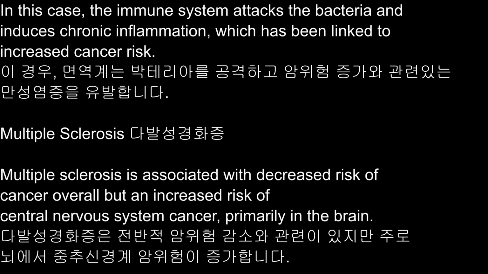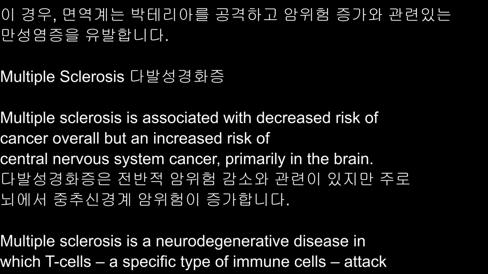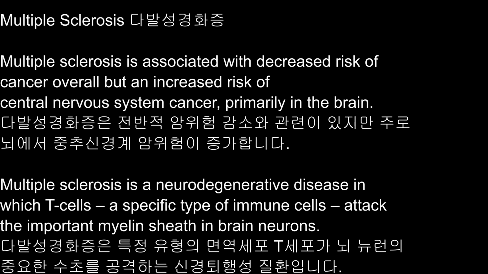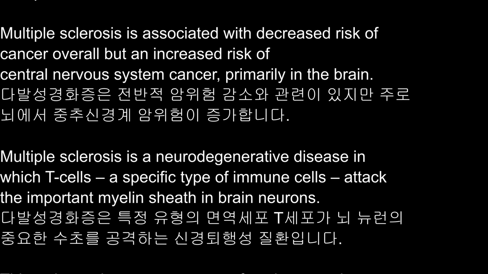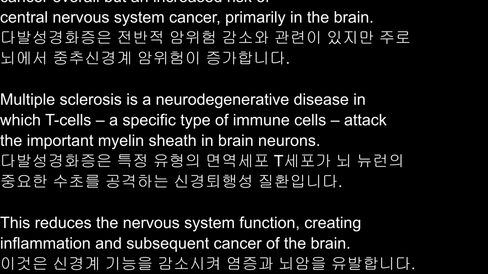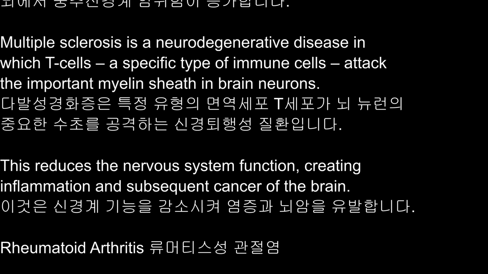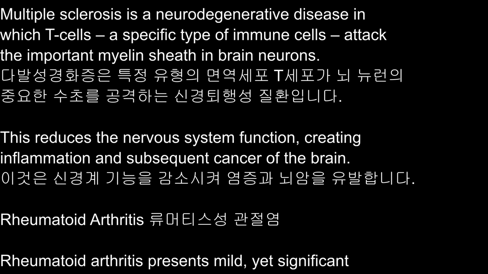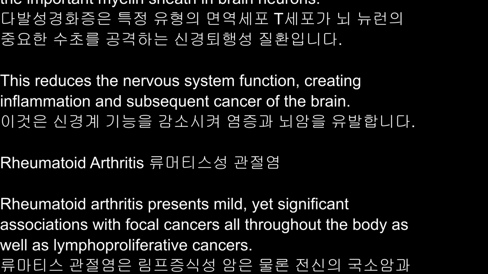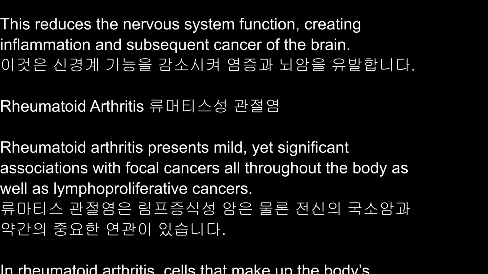risk. Multiple sclerosis. Multiple sclerosis is associated with decreased risk of cancer overall, but an increased risk of central nervous system cancer, primarily in the brain. Multiple sclerosis is a neurodegenerative disease in which T cells, a specific type of immune cells, attack the important myelin sheath in brain neurons. This reduces the nervous system function, creating inflammation and subsequent cancer of the brain.